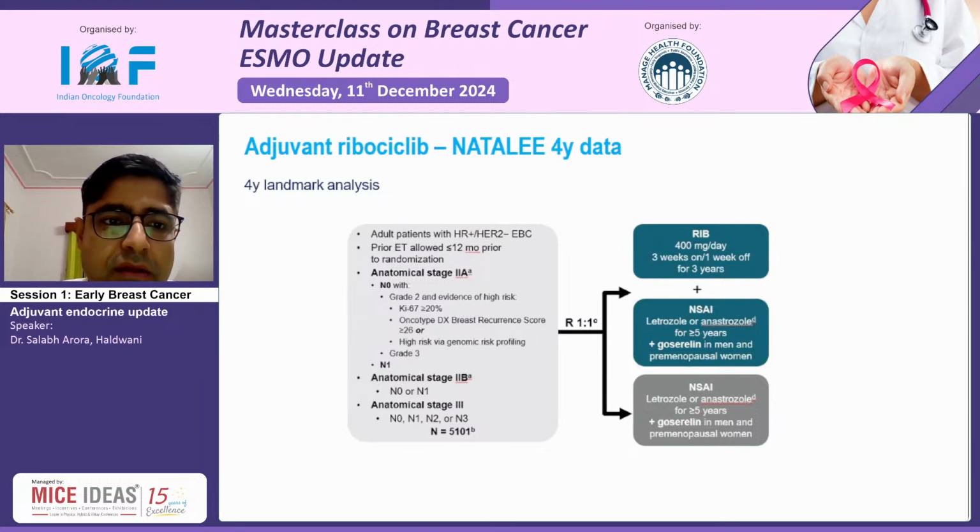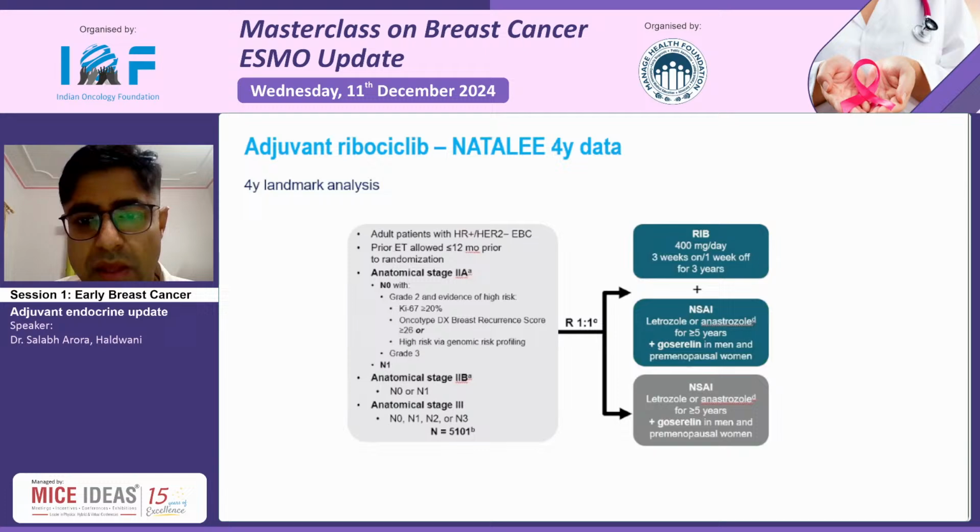So in the NATALEE trial, they randomized patients in the adjuvant setting, stage 2A, node negative with some high risk features, which were defined by grade 2 and evidence of a high Ki67, or patients who had a high recurrence score on the Oncotype DX, or high risk via genomic risk profiling, or patients who had grade 3 tumors or node positive. They also included patients with stage 2B and stage 3 disease, and this was a large trial with over 5,000 patients.